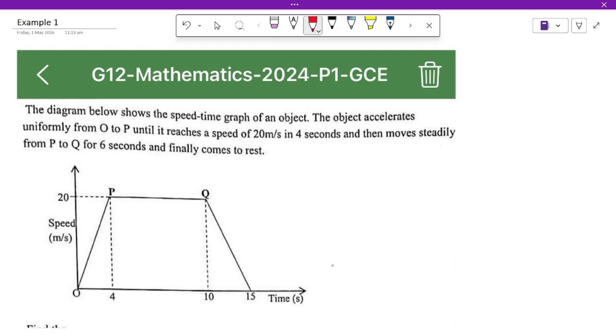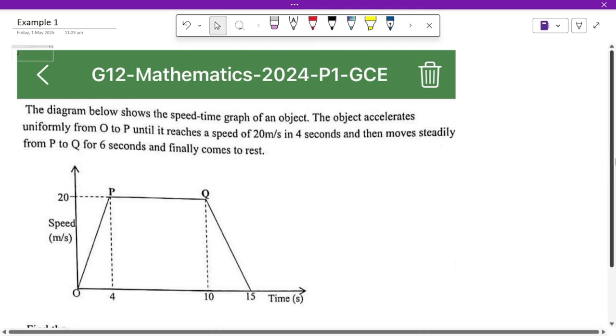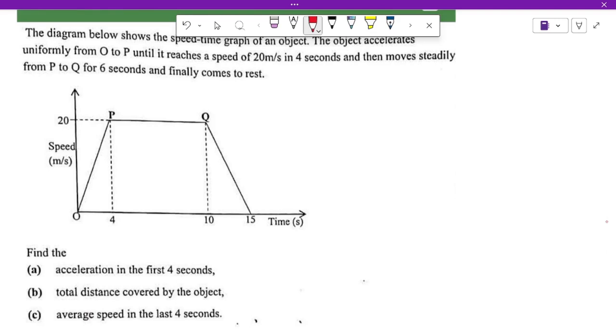The question says, the diagram below shows the speed time graph of an object. The object accelerates uniformly from O to P until it reaches a speed of 20 meters per second in 4 seconds, and then moves steadily from P to Q for 6 seconds and finally comes to rest. So they are just describing how this particular object moved. It moved from O to P. Okay, in how long?